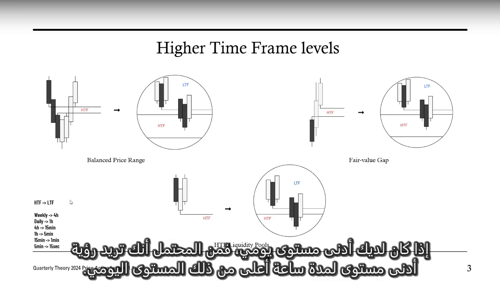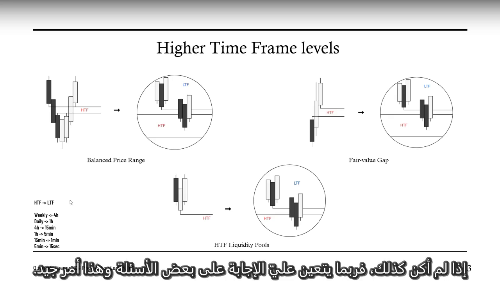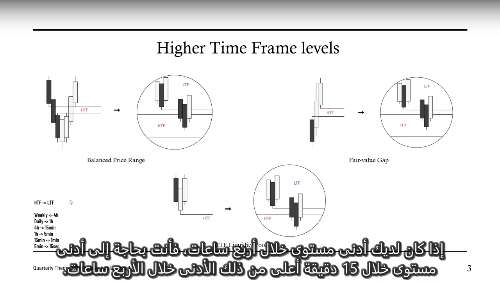So if you have a daily low, you would want to see a 1-hour low above that daily low. I hope that I'm being clear. If I'm not, then I'll probably have to answer a few questions, and that's fine, right? So if we have a daily low, you need a 1 hour low. If you have a 4 hour low, you need a 15-minute low above that 4 hour low.